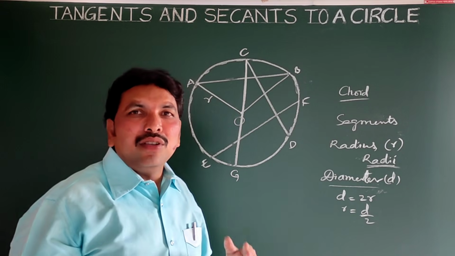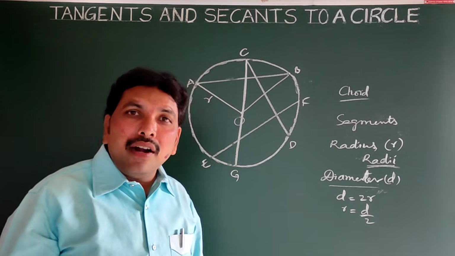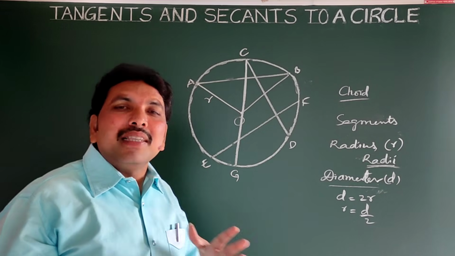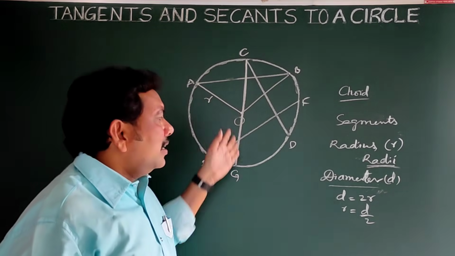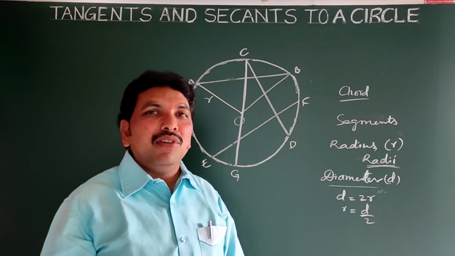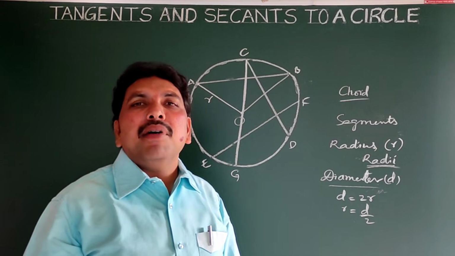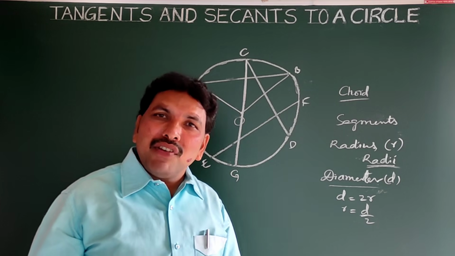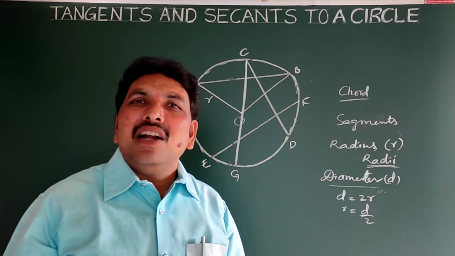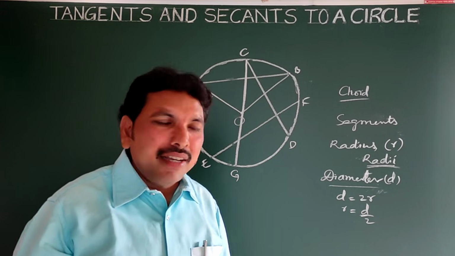Understood clearly? So the line segment which is joining, or a chord which is passing through the center of the circle, is called a diameter. So in a circle, how many diameters can we draw? Yes, an infinite number of diameters we can draw in a circle. Understood or not?